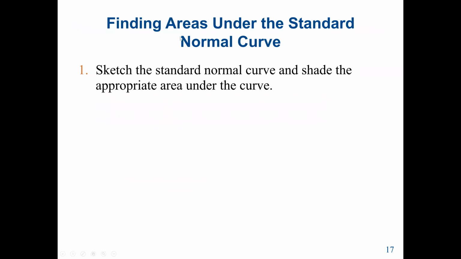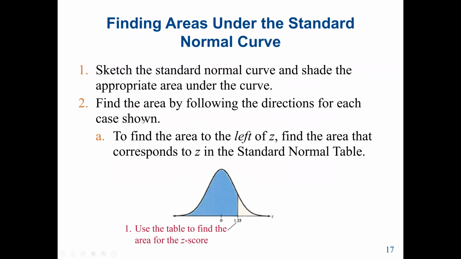Now, next is how do we find the areas under the standard normal curve? The first step, we need to sketch the standard normal curve and shade the appropriate area under the curve. Second step, we need to find the area by following the directions for each case shown. So to find the area to the left of z, we find the area that corresponds to z in the standard normal table. First of all, we find the z value, then we find the area that corresponds to it from the standard normal table. Here they say use the table to find the area for the z-score.